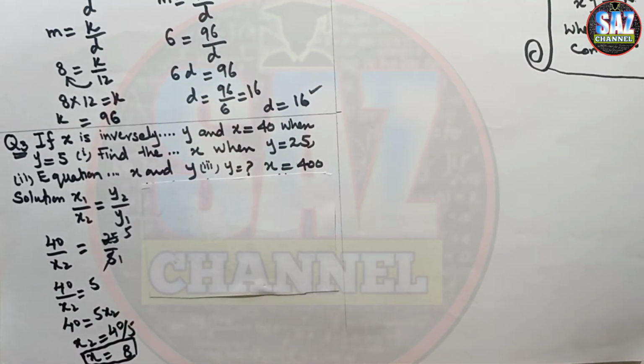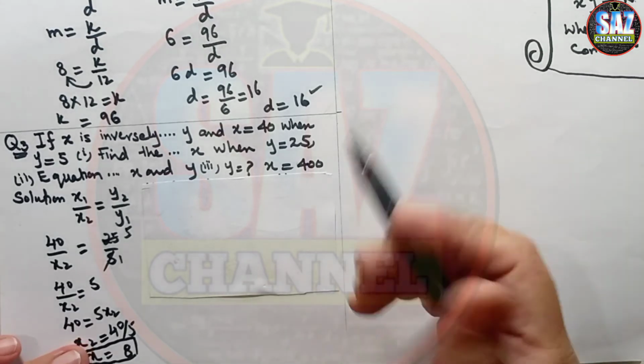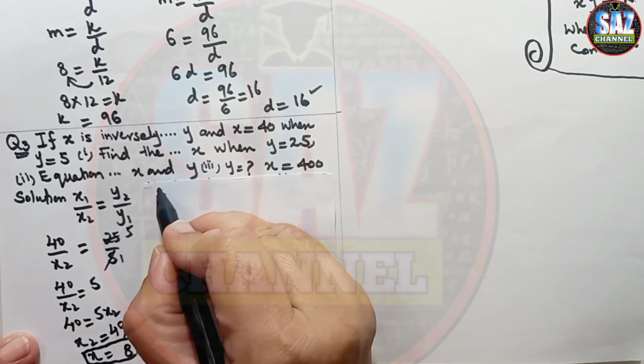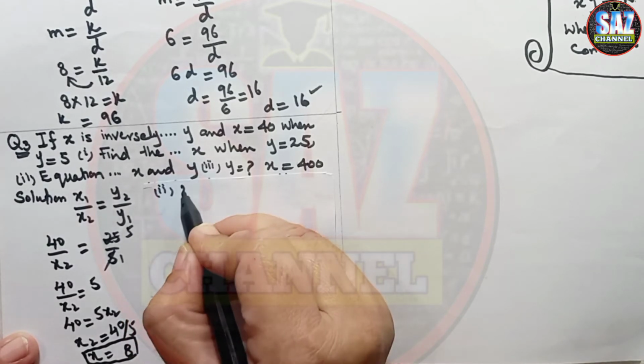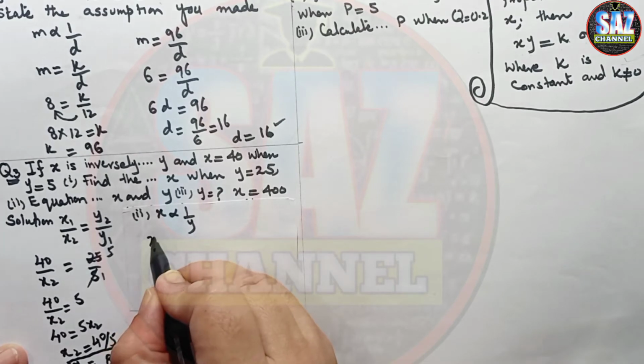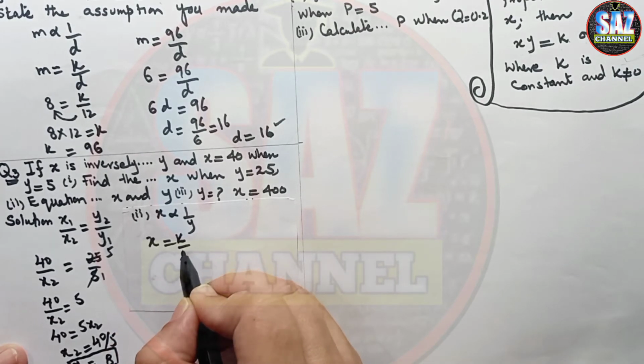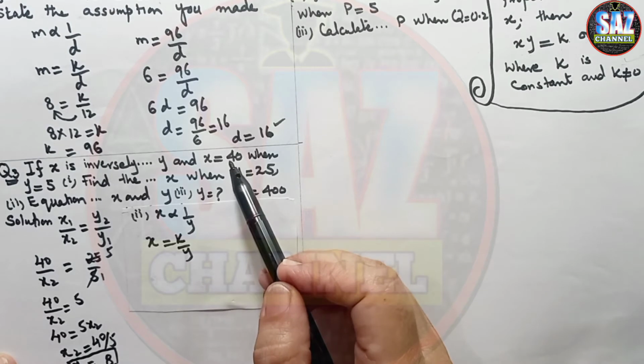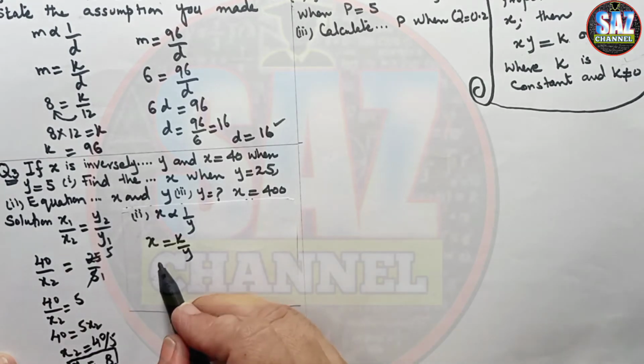Let's move to part B of the question, that says write down the equation connecting x and y. So for that purpose, we have to write down the relationship that x is inversely proportional to y, or x equals k by y, and x is 40 when y equals 5.